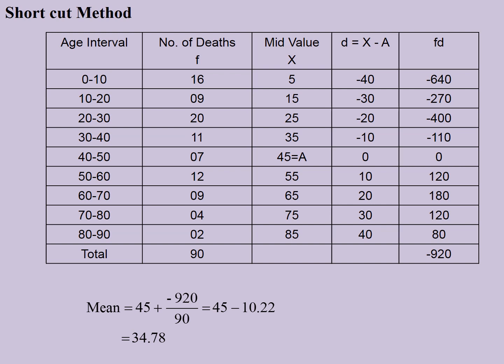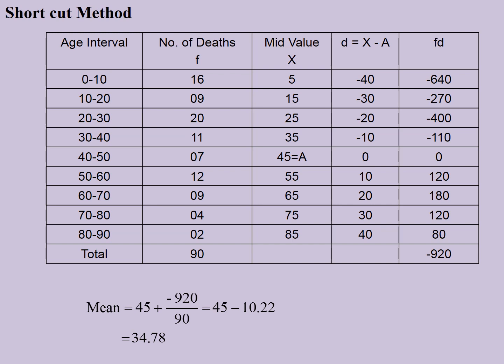After doing that, you have to multiply this d with the f, that is, this difference with the number of deaths in that particular age interval. So for example, for the age interval of 0 to 10 years, the number of deaths, that is the f value, is 16, and the difference value is minus 40. So their multiplication value is minus 640. Likewise you can calculate the values for the 10 age intervals, and after doing that you have to take the summation of this fd, and that will come to minus 920.